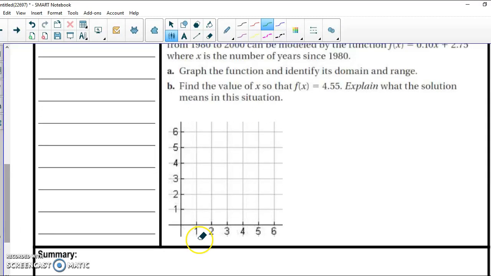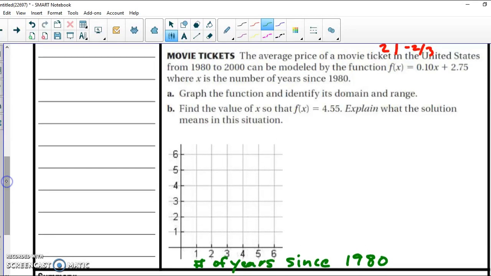So as I read that, I'm thinking, all right, let's go ahead and label our x-axis then. So this is number of years, and not total, but just the number of years since 1980. So my function is helping me compare the number of years since 1980 to price. So here I'm going to put average price in my best sideways handwriting, which wasn't very good.